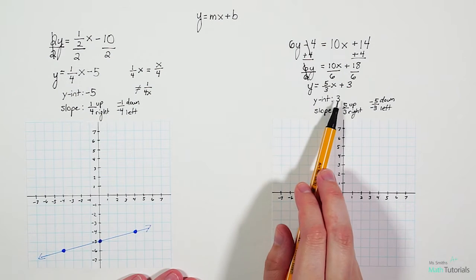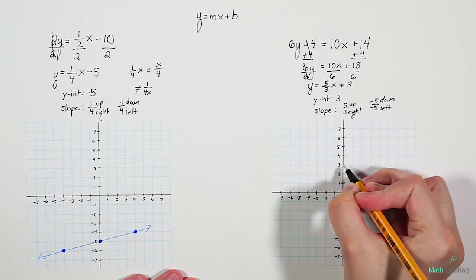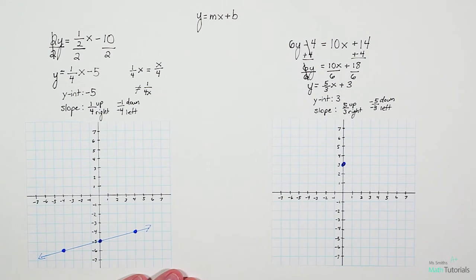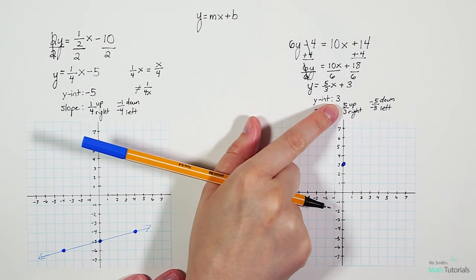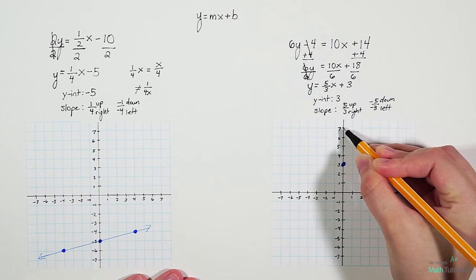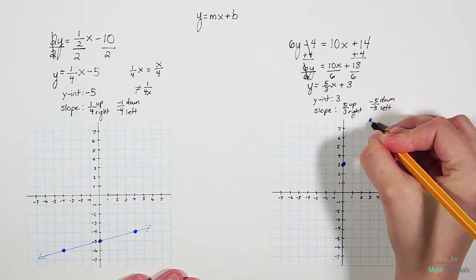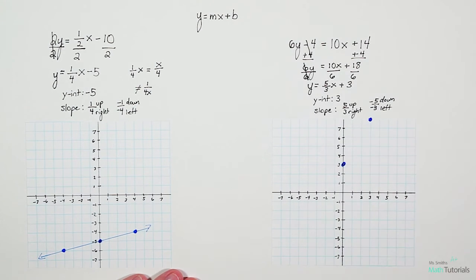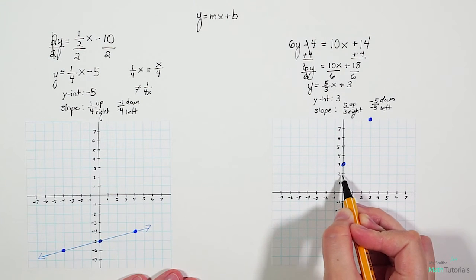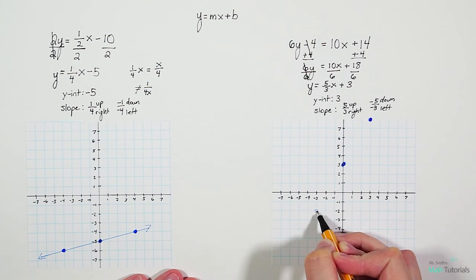Our y-intercept is positive 3, so we find positive 3 on the y-axis. And then our GPS tells us how to move from there. So we'll go first with 5 up, 3 right. So 1, 2, 3, 4, 5, and 3 to the right. And then we could go ahead and do our alternate. So down 5, 1, 2, 3, 4, 5, left 3, 1, 2, 3.